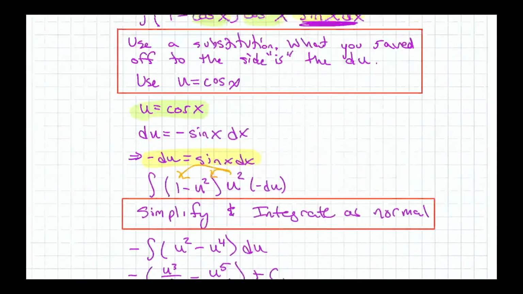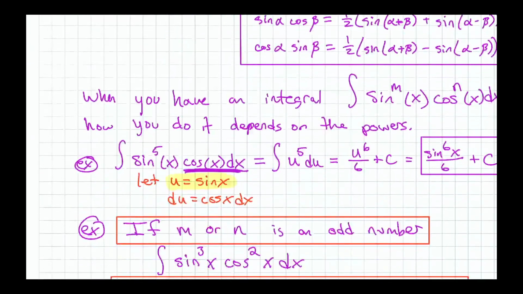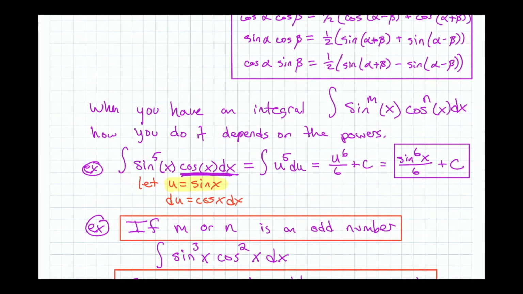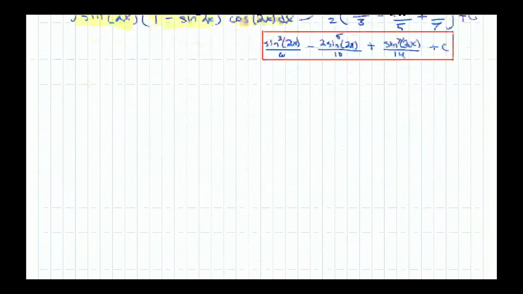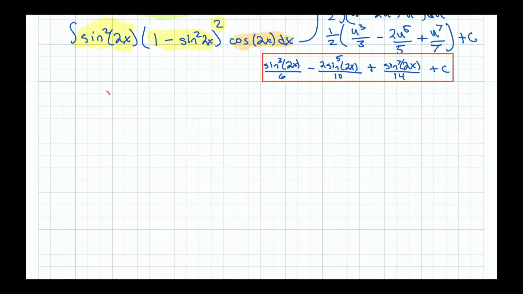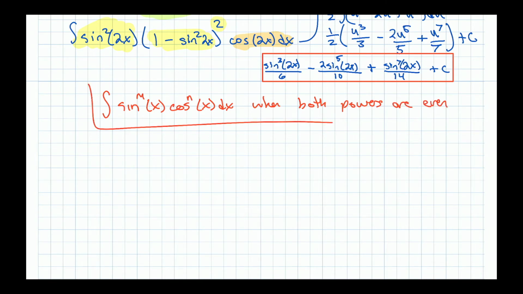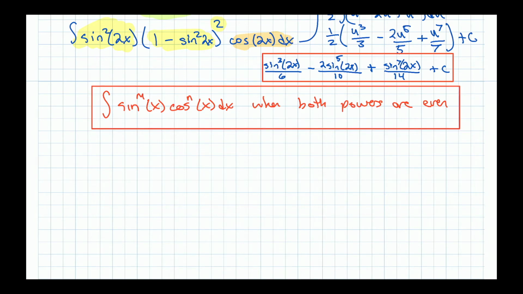Okay. Well, guess what? There's not always going to be an odd power, right? That's why I had to start this when I said if m or n is an odd power, then you do that. All right. So our next thing is going to be the integral of sine to the m cosine to the n dx when both powers are even. Okay, that's what we have to do next.